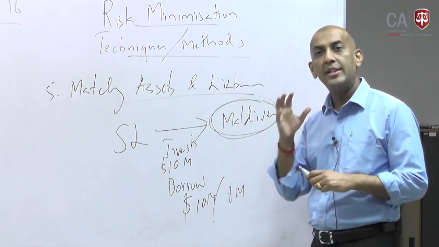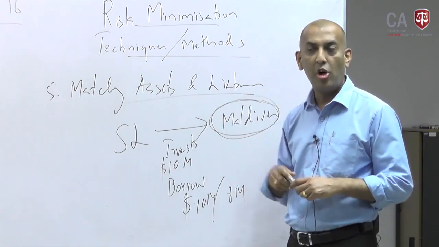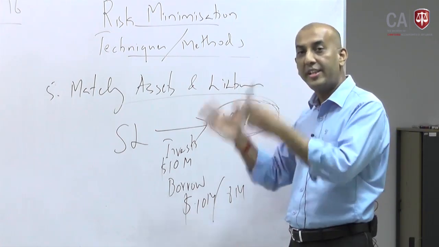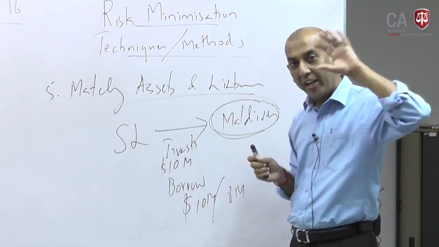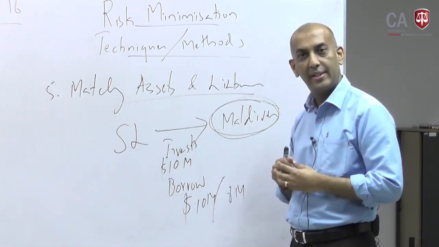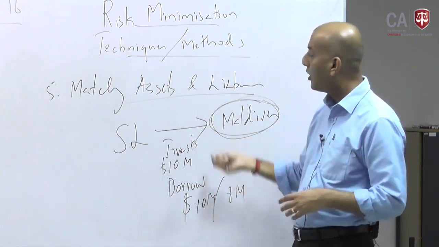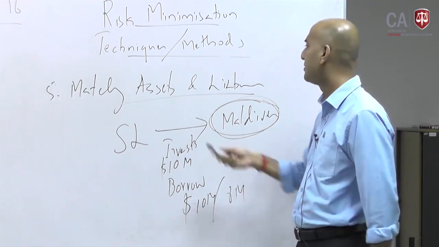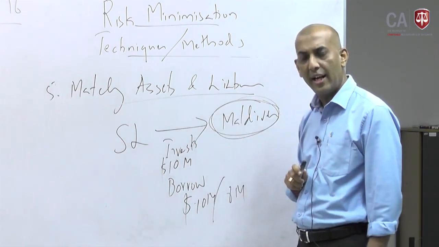You are not concerned about the exchange rate risk there. You are not going to focus on exchange rate risk. So you need to find a way to minimize the exchange rate risk, then you concentrate only on the business. So one of the techniques which helps you to concentrate on business is matching assets and liabilities.